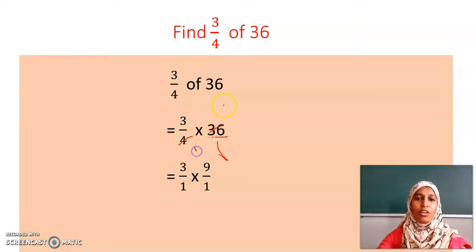1 4 is 4, 9 4s are 36. So we get 3 by 1 and 9 by 1. So I got 3 by 1 into 9 by 1, as 3 9s are 27. Am I clear, my dear children? I didn't multiply here. Instead, I cancelled the numbers, one from the numerator and one from the denominator.